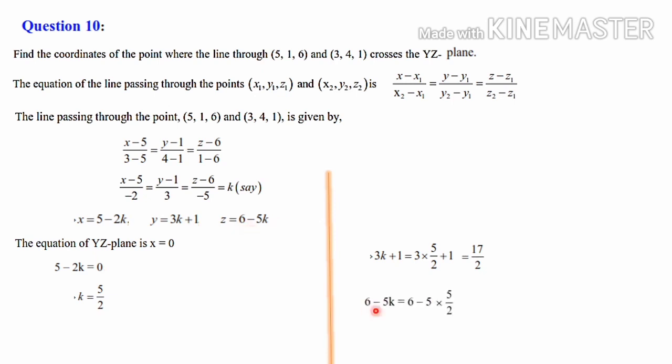Next is the z value, 6 minus 5k. 6 minus 5k is 6 minus 5 into k. K is 5 by 2. When you do the calculation, here 5 into 5 is 25. Then if you multiply by 2 for the common LCM, 6 into 2 is 12. 12 minus 25, that is minus 13 divided by 2. So the required point we have got, x value of course it is 0 because it is crossing the yz plane. So x value 0, y value we have got as 17 by 2, z value is minus 13 by 2.